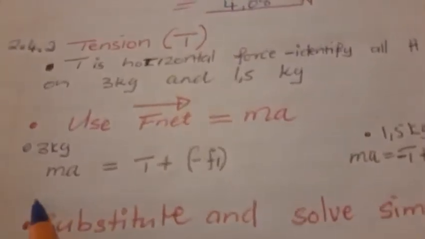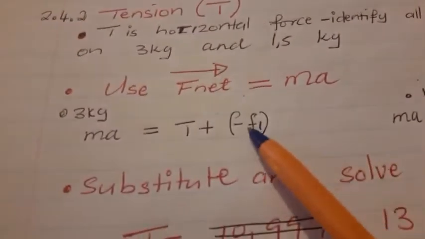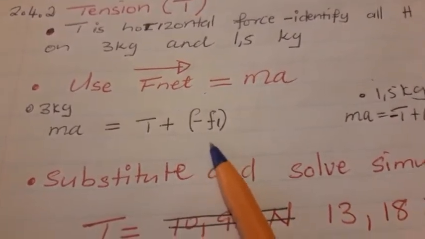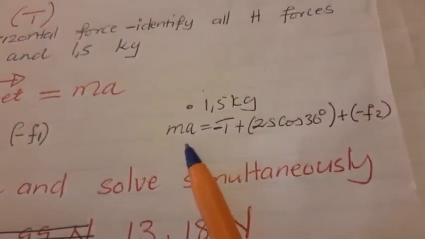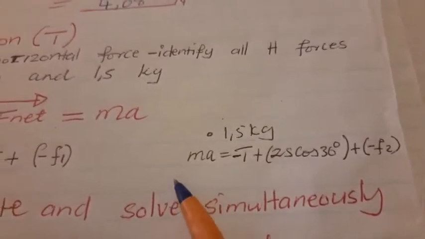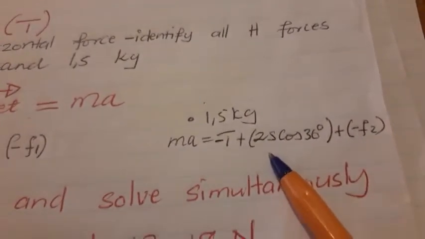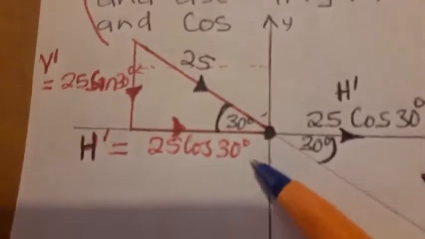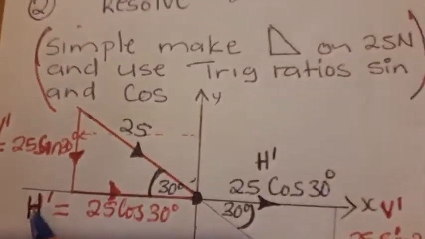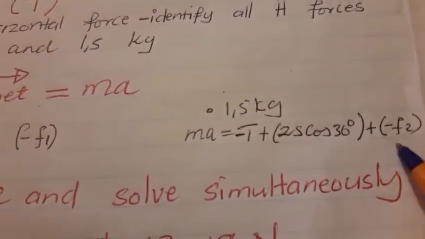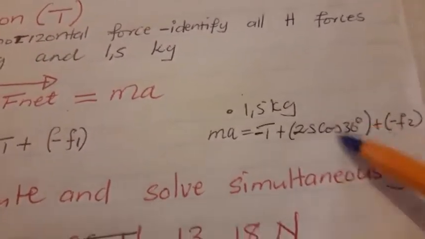Then, for each case, we identify the horizontal forces. If we're looking at 3 kg, we've got tension and the force of friction, which I'm going to call F1. Then on 1.5 kg, if we look at the horizontal forces, we've got tension, which is acting to the left. Then the horizontal component of our force, after resolving this force, is going to the right. That is the horizontal component of our 25 newtons, then minus F2, which is the friction on the 1.5 kg.